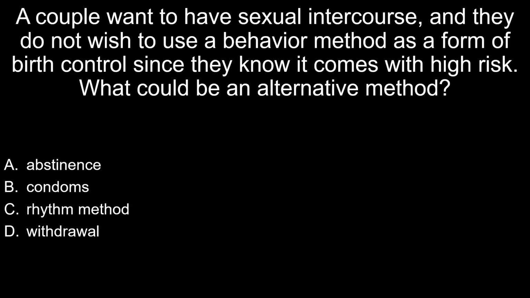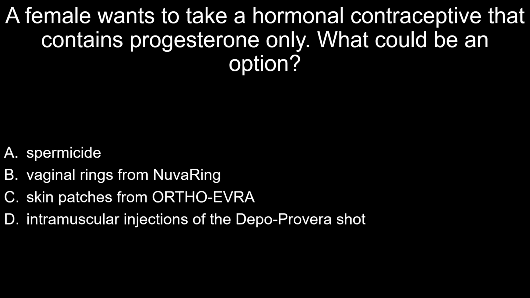So let's look at some test yourself questions. A couple wants to have sexual intercourse, but they don't want to use a behavioral method because they know it has a high risk of pregnancy. What could they use instead? They could use condoms. Condoms are one of the most effective non-behavioral temporary methods. Let's say a female wants to take a hormonal contraceptive that only contains progesterone. What is her best option out of these?